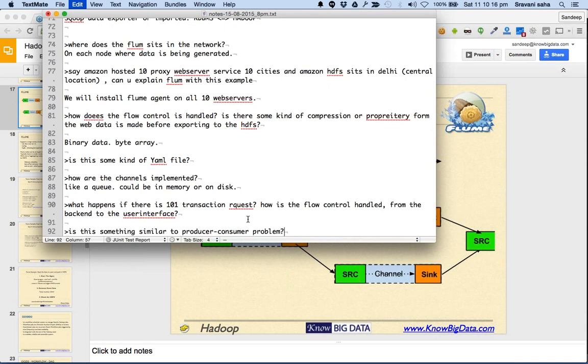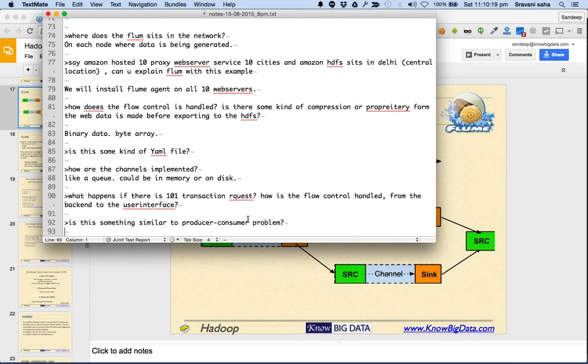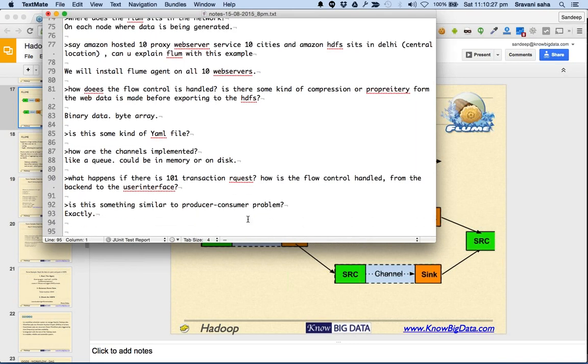Very good. So Anuj's question is, is it similar to producer consumer? Exactly. Most producer consumers are actually emulated by a pipeline, and that's exactly how an agent is defined. To solve any producer consumer problem effectively, this kind of channel and queue is the solution.